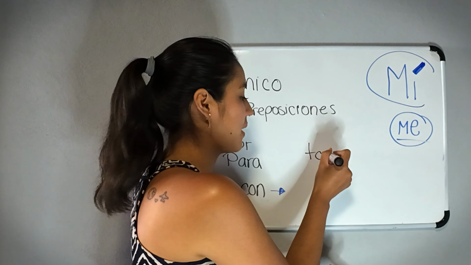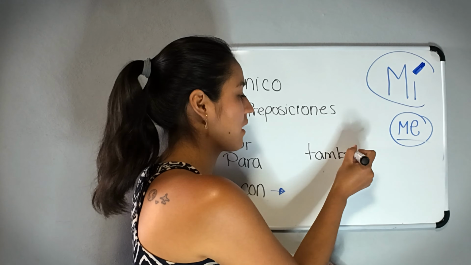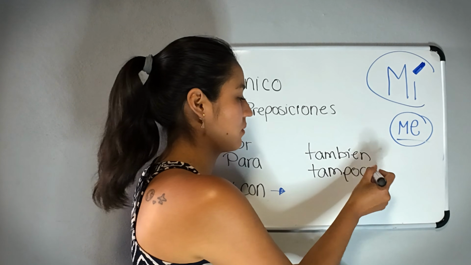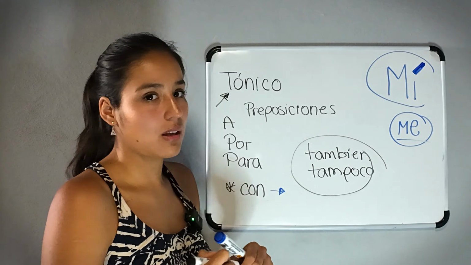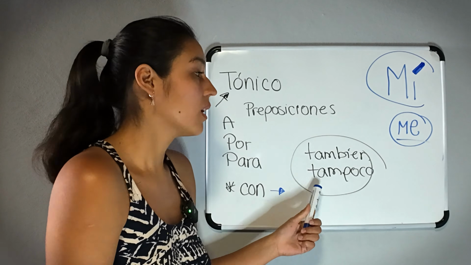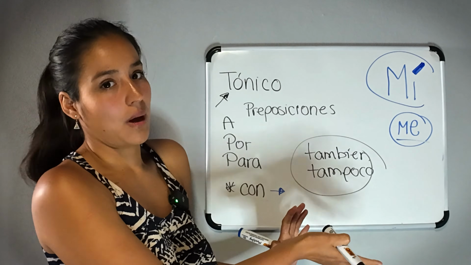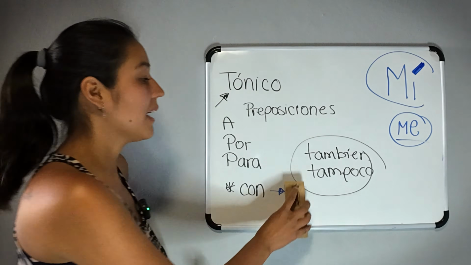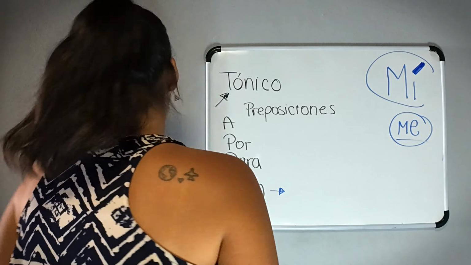So how do I know when to use this pronoun instead of using yo? When they use también y tampoco. Okay? Because, yeah, you can use it with me and with you. I'm going to explain when to use one or the other. But, so, a lot of people have problems with this one. So, let me show you. It's not that hard to understand.